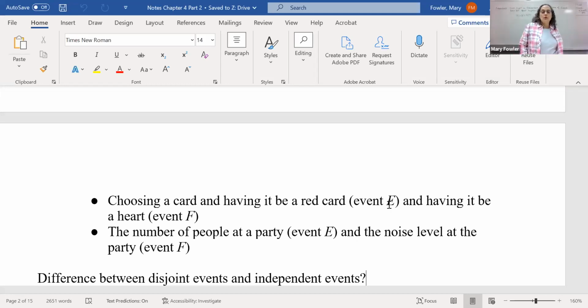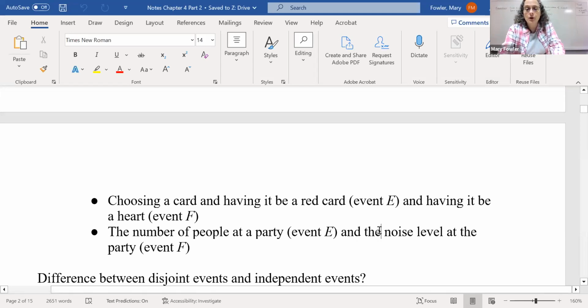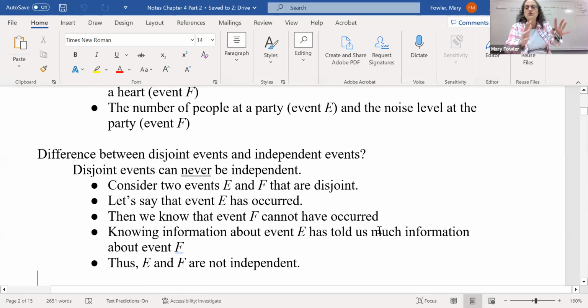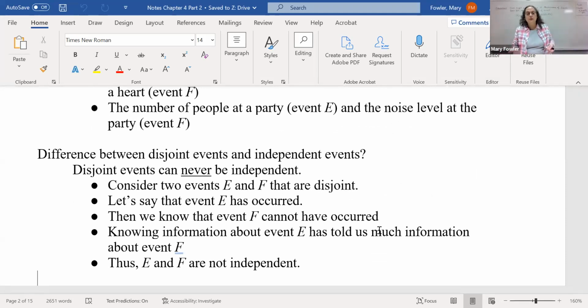And then also the number of people at a party, which we'll call event E, is not independent of the noise level at the party, event F. So another concept I want to make sure we separate is disjoint events, which we discussed at the beginning of chapter 4, versus independent events.